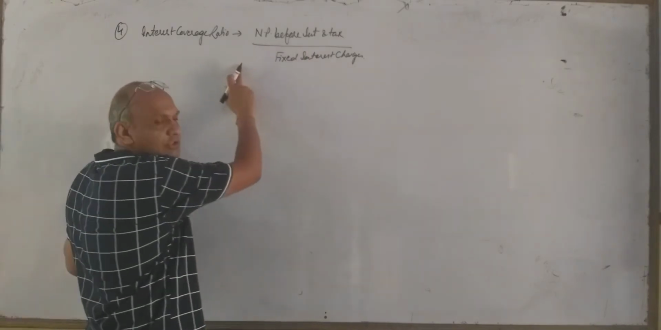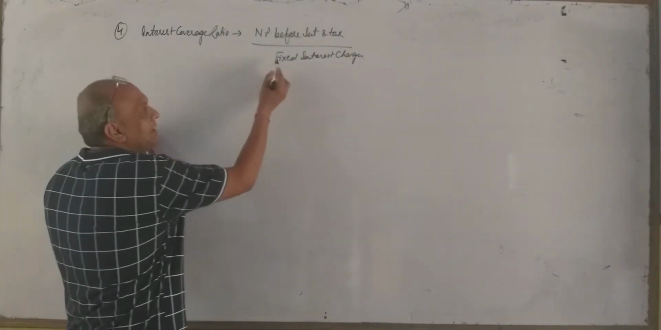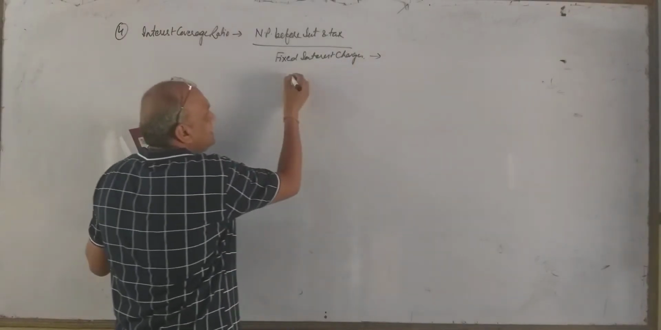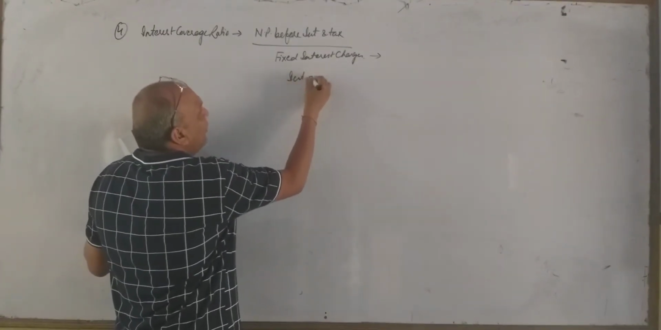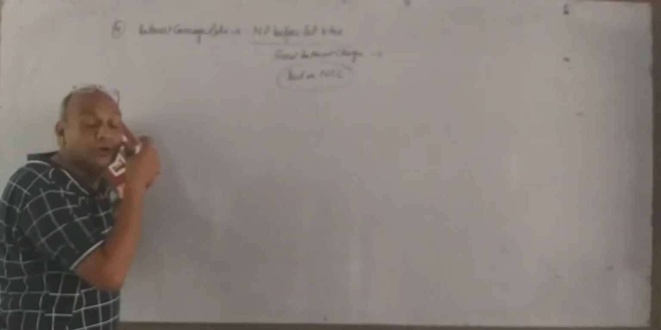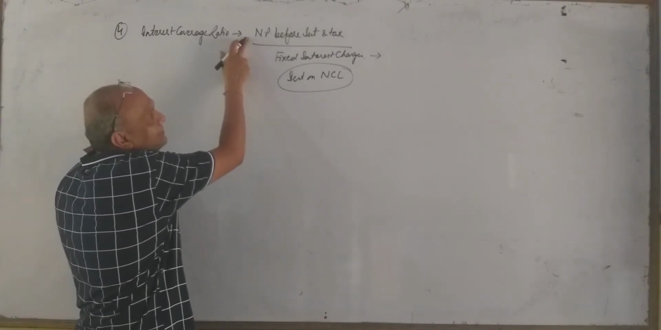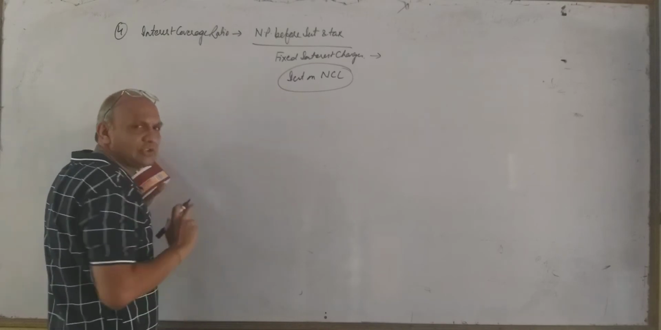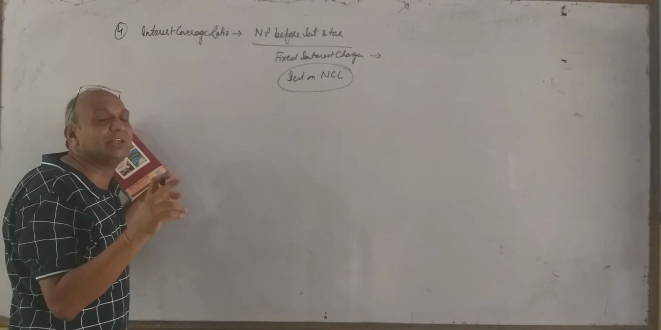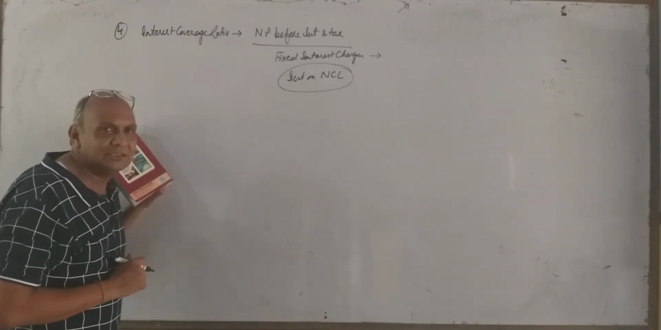What is the formula for interest coverage ratio? Net profit before interest and tax divided by fixed interest charge. What is the meaning of fixed interest charge? It means interest on NCL, interest on long-term loan, non-current liabilities. This ratio tells us how many times our profit is more than fixed interest. हमारा प्रॉफिट जो टोटल फिक्स्ड इंटरेस्ट पे करते हैं उससे कितना टाइम ज़्यादा है, कितने गुना ज़्यादा है. The more the times, the better the position.